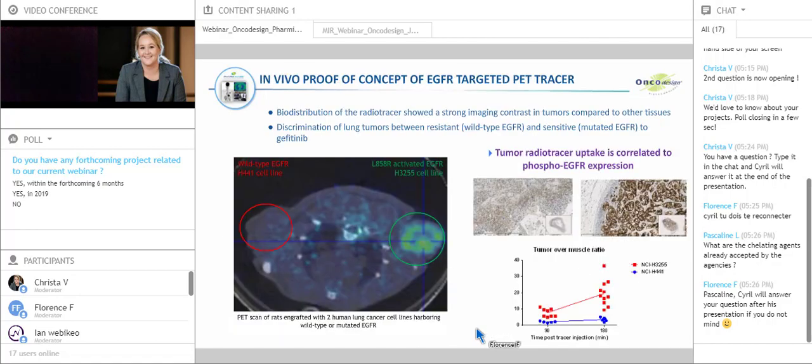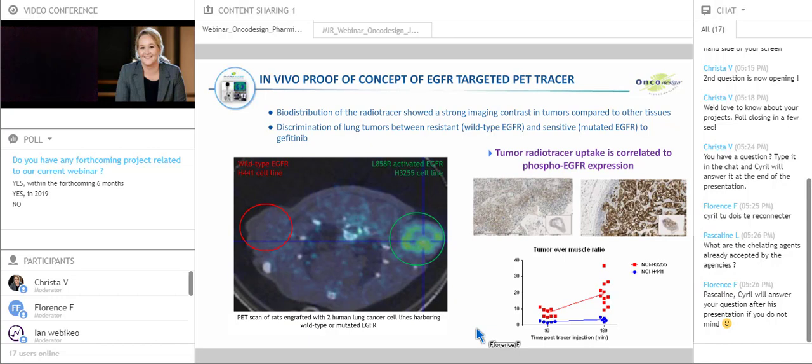Then you move to in vivo study. Here in this experiment, we have a rat with 2 tumors, one expressing EGFR that is not activated with no mutation, and one that is expressing EGFR with 1 mutation. And you can notice that in this case of a radiotracer, we have a very specific binding of activated EGFR. This was correlated with immunochemistry with phospho-EGFR.